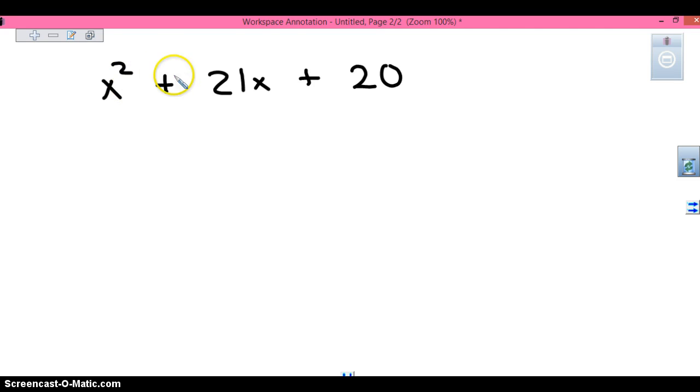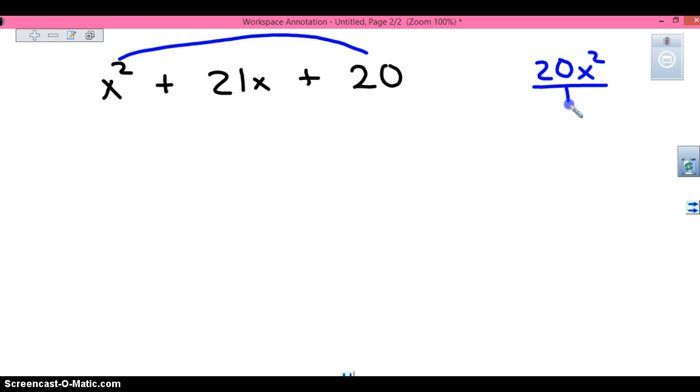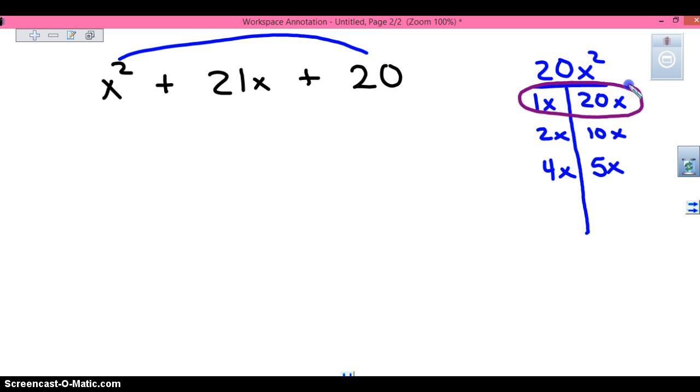If we have to factor x squared plus 21x plus 20, we're going to multiply the first term times the third term, and we get 20x squared. We need to factor 20x squared to find factors that add up to 21x. So we can say 1x and 20x, 2x and 10x, 4x and 5x. If we add these factors, we can see that 1x plus 20x equals 21x.